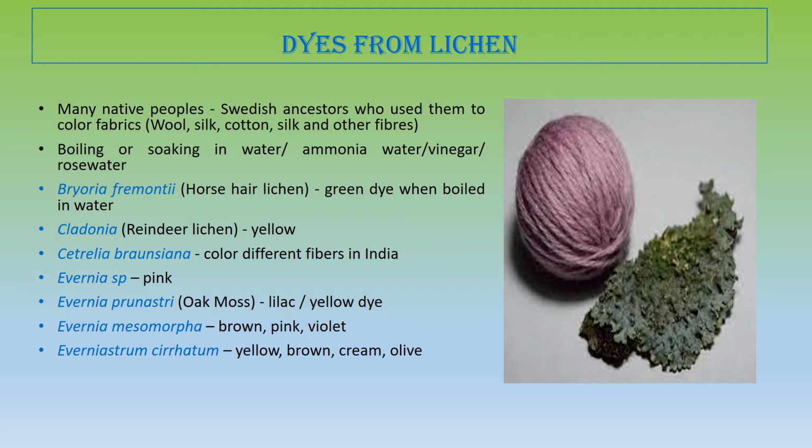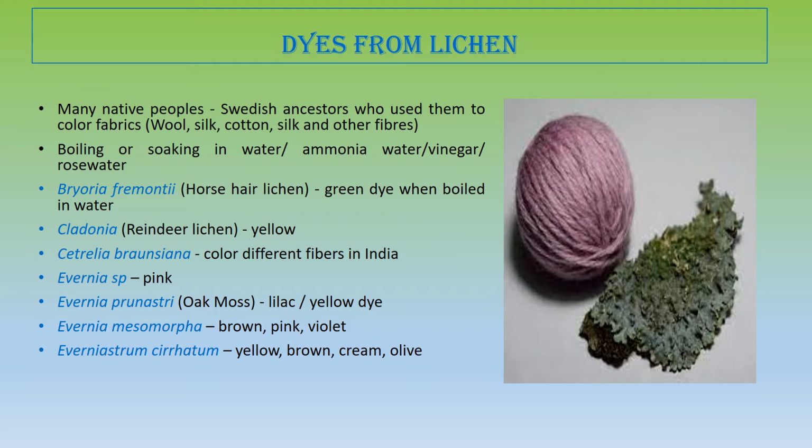This Bryonia fremontii is found in the temperate as well as subtropical regions of both the Old World and New World, that is, Asia, Europe and North America. As this lichen prefers a very dry environment, it is very hardy. We can obtain green dye from Bryonia fremontii, but other species of Bryonia also produce dye of different colors, like yellow or brown.